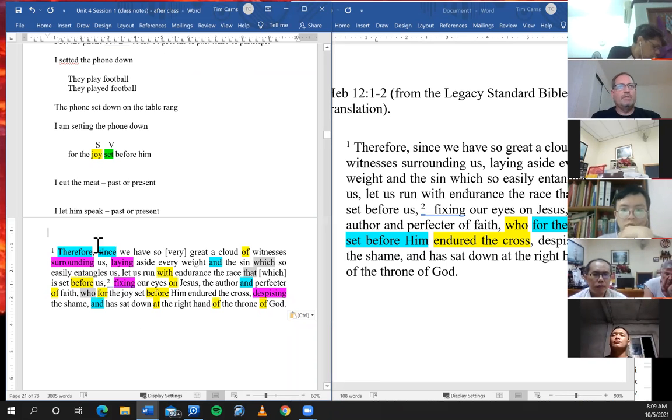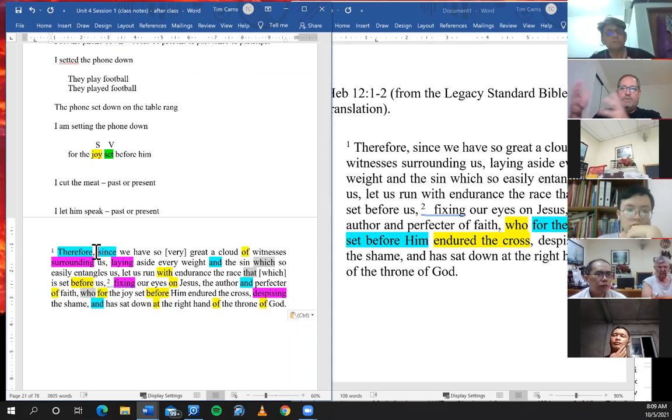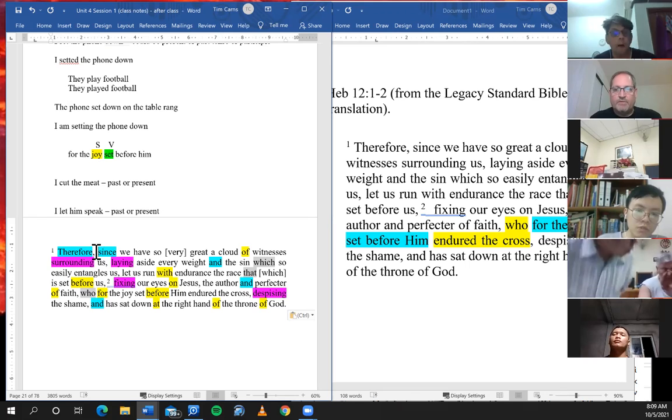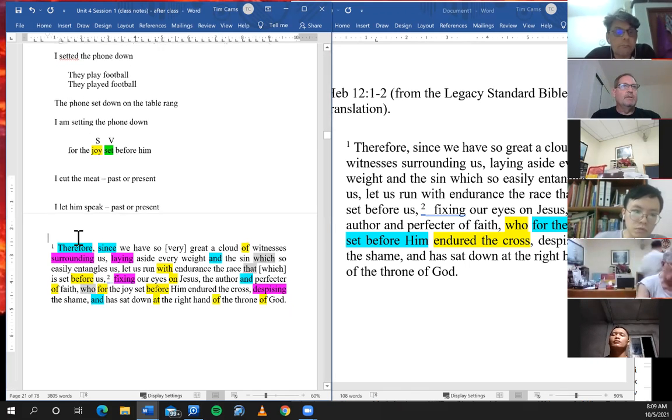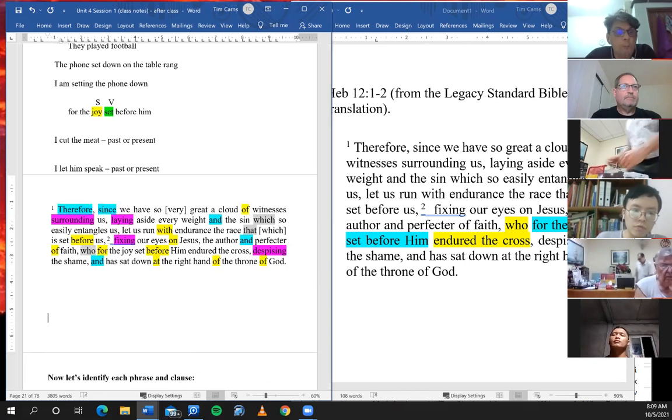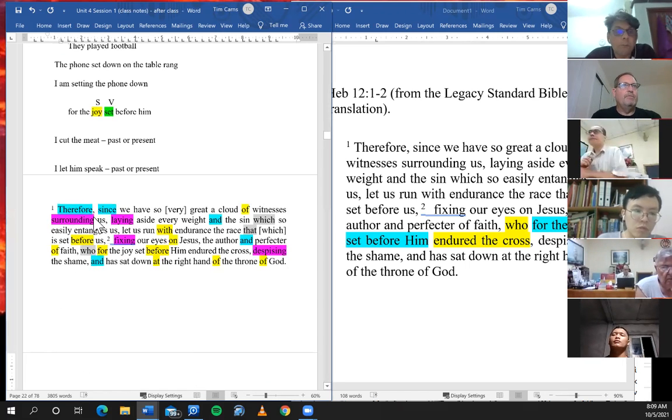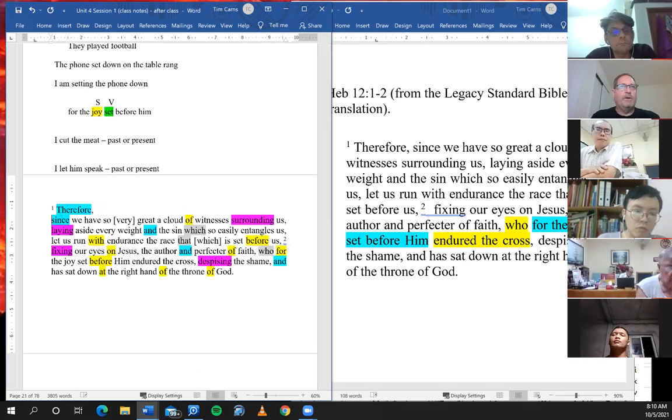So what we do here is, now that we've identified the connector words, all that I do is simply, each connector word, again, remember, a connector word introduces a phrase or a clause. And the next connector word indicates the end of that phrase or clause. So if we go back to our paragraph here, we would say, okay, therefore, there's connector word since, so I break it here. We have so very great a cloud.